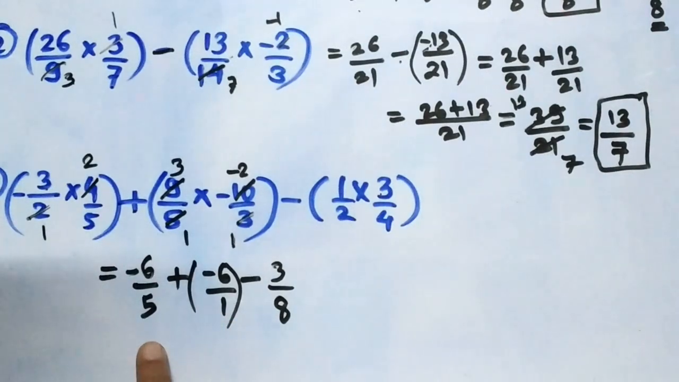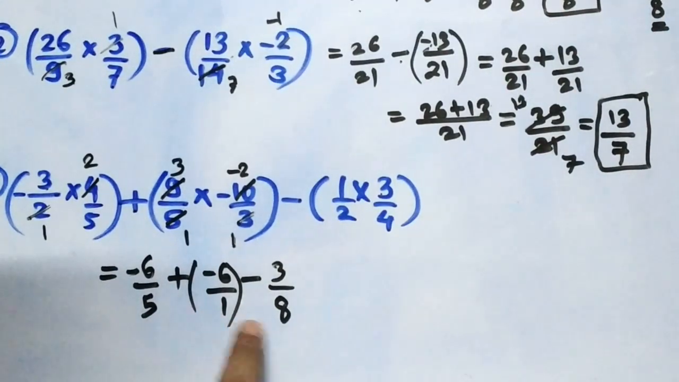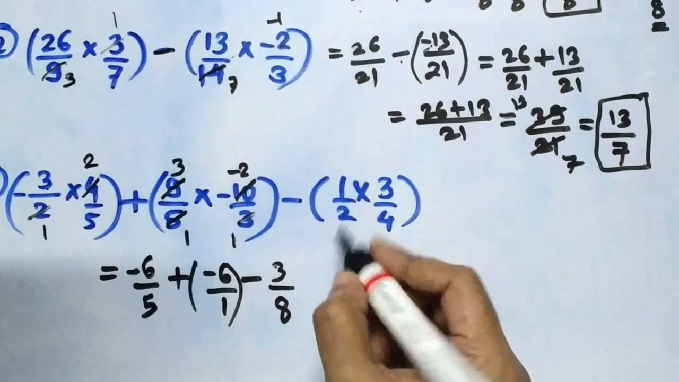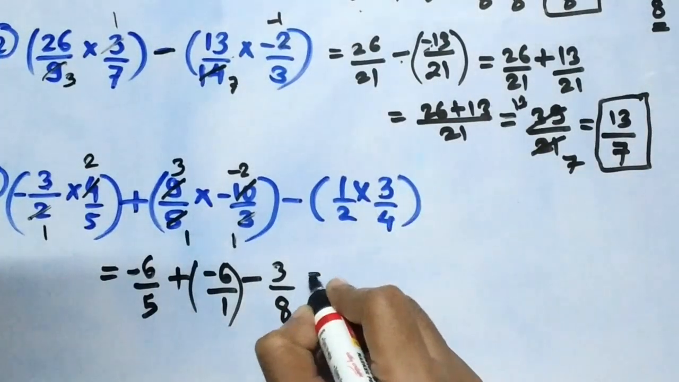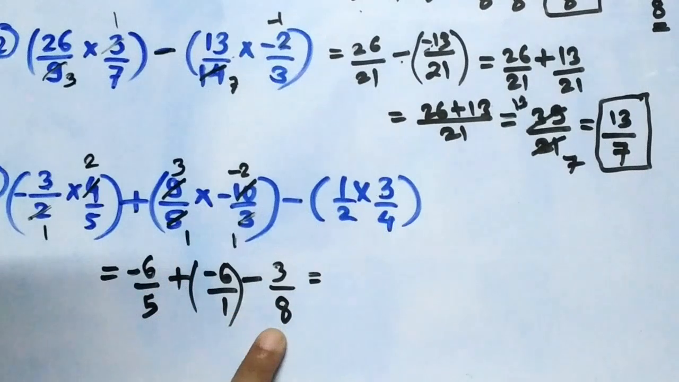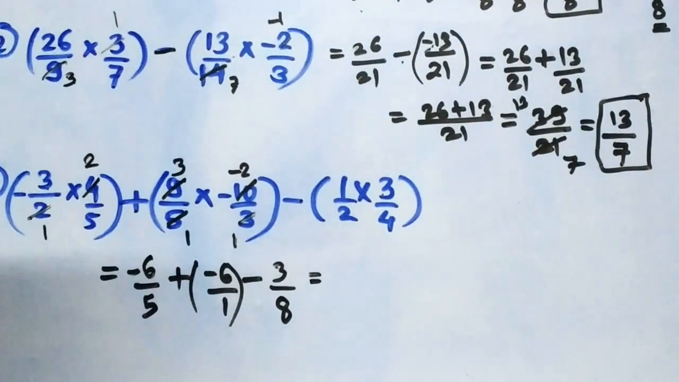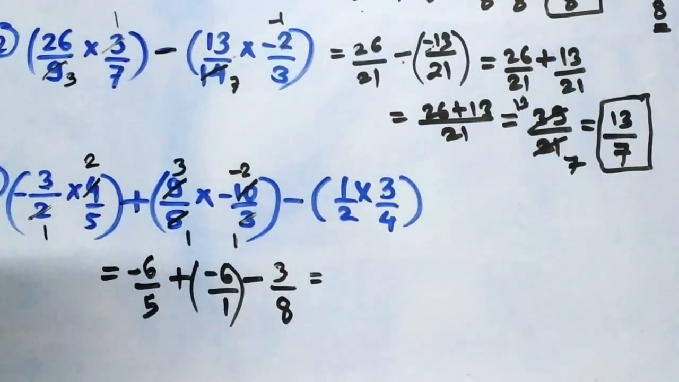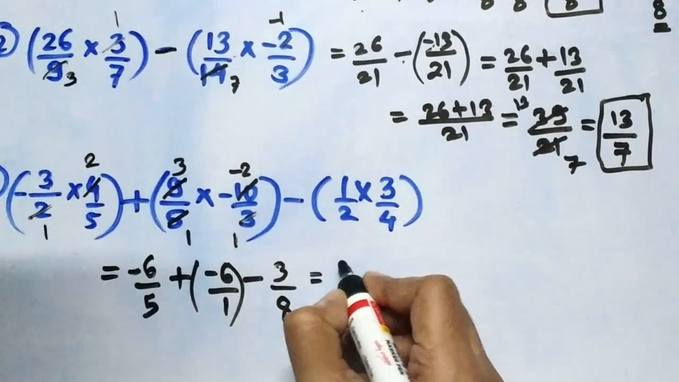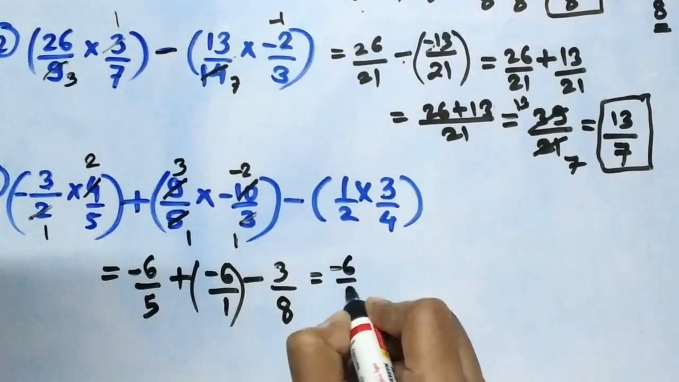Now friends, you can observe here 5 and 8, and these you need to add up. For that friends, you can take the LCM of 5 and 8. LCM of 5 and 8 will be 40. So you can take it here, minus 6 by 5.